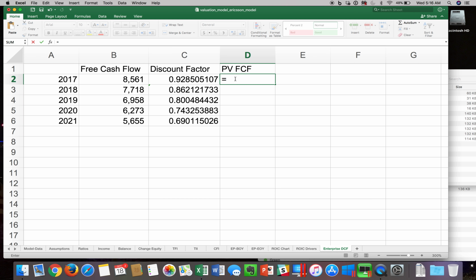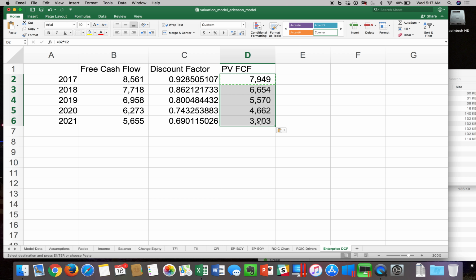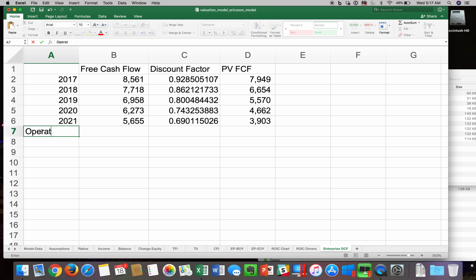And if I multiply the free cash flow by the discount factor, that would give me the present value. So 85.61 in 2017 at that cost of capital is 79.49. And again, just to make it a little bit easier to see, get rid of the decimal places, copy this down so that my operating value for the first 5 years is going to be the sum, equals, the sum of those present valued free cash flows.